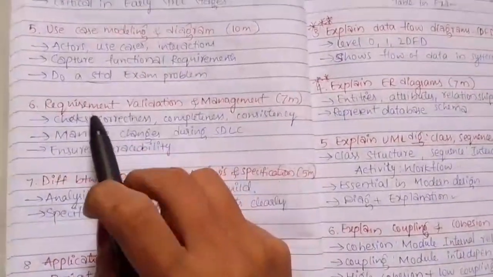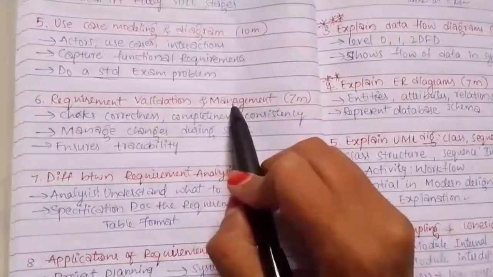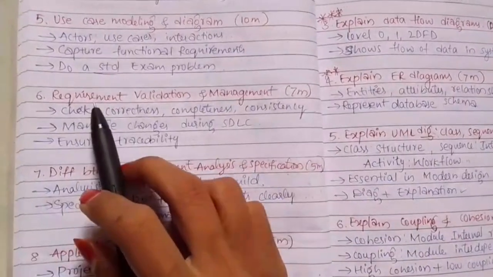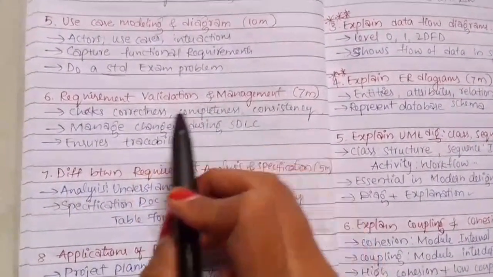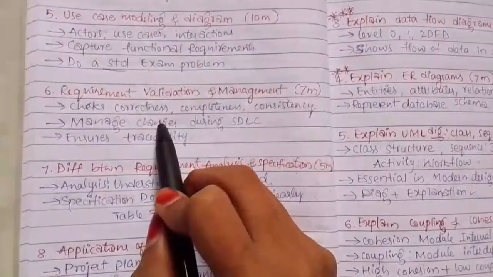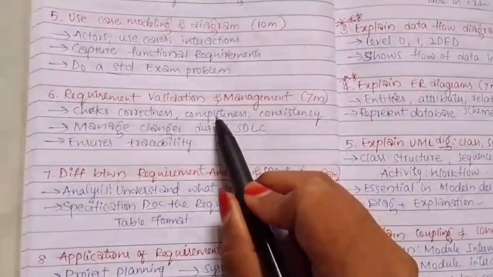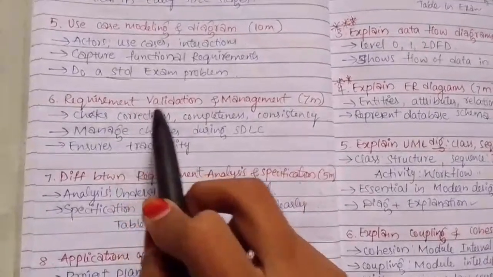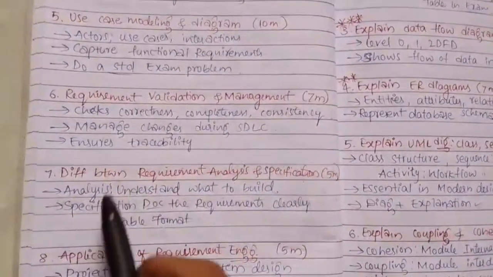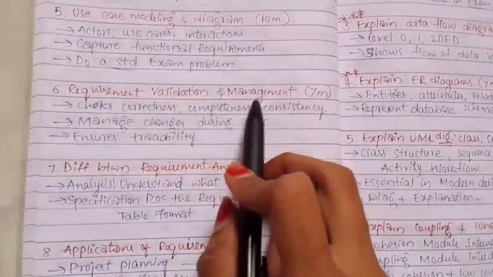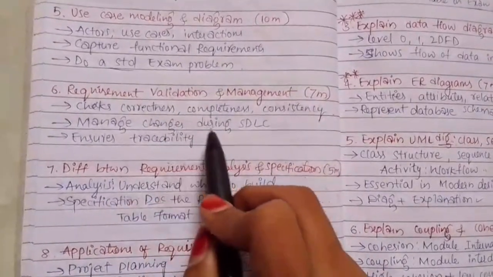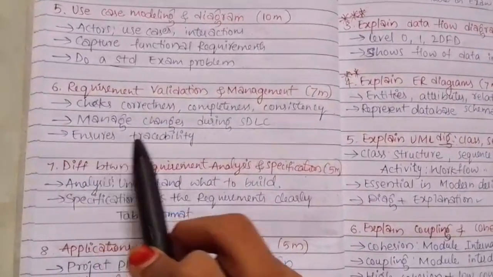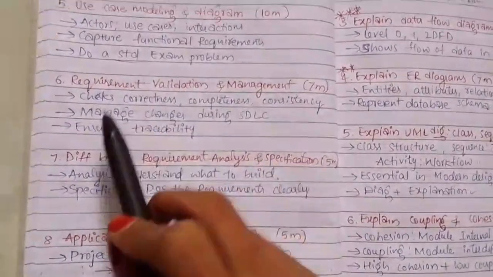And the sixth question is requirement validation and management. This question is asked for 7 marks. The requirement validation and management checks the correctness, completeness and consistency of the requirements. It also manages the changes during the software development life cycle, and it ensures the traceability. This is the sixth question.